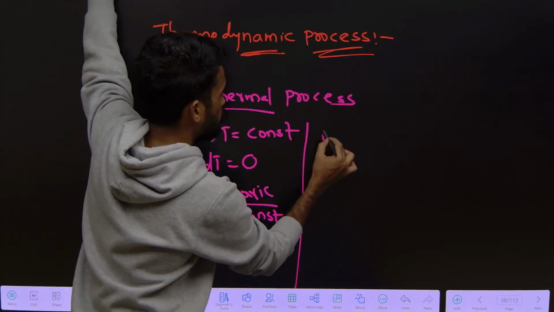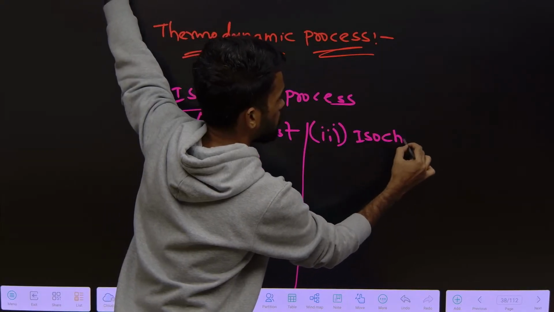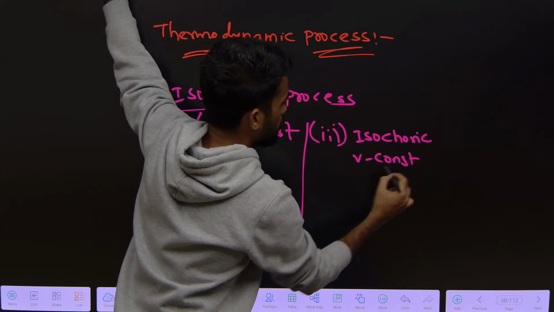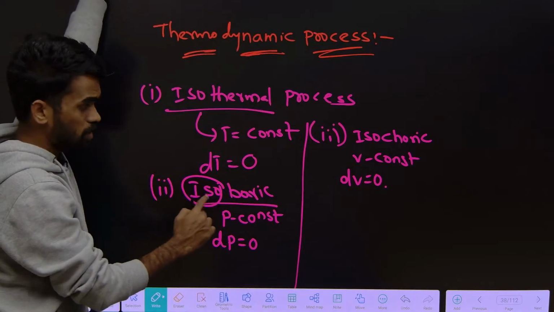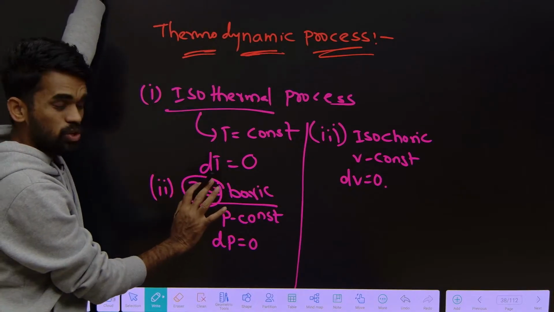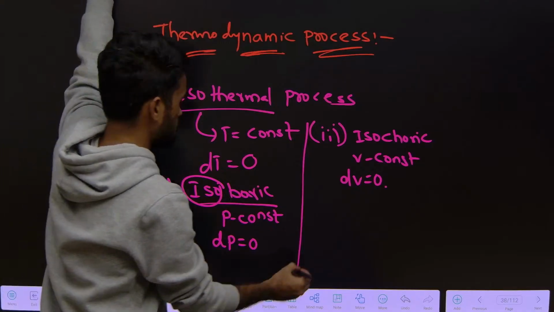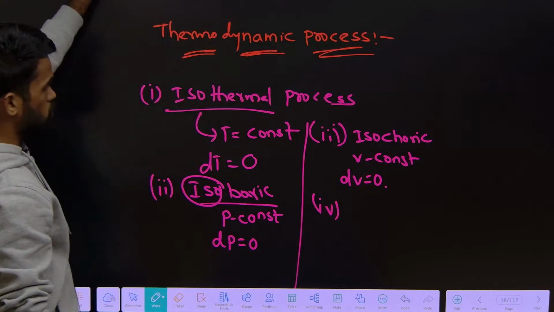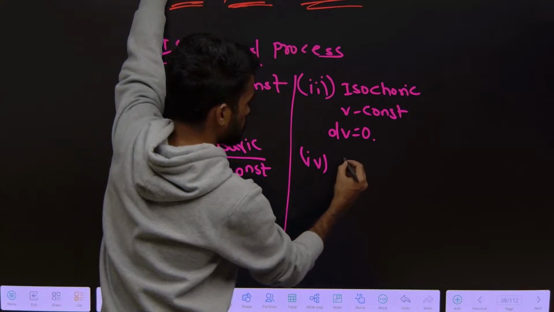Next, the third one is isochoric. Isochoric means volume will be constant. So if volume is constant, dV will be 0. These are very basic terms. You need to know this in order to understand the further topics of thermodynamics. Next, along with isothermal and isobaric, one more we have is the adiabatic process.